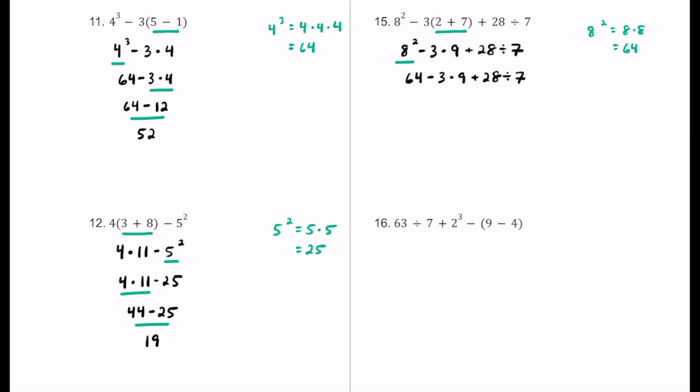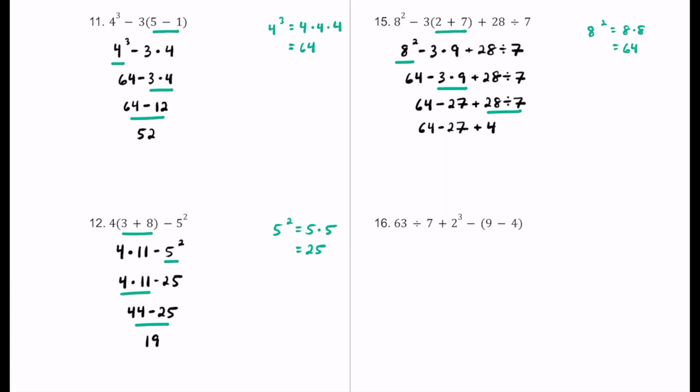All right, out of all of these ones, multiplication and division are tied. So let's do the multiplication because it's to the left. So we have 64 minus 3 times 9 is 27 plus 28 divided by 7. Next, out of all of these three, the division is the most important. So let's rewrite the 64 minus the 27 plus 4, because 28 divided by 7 is equal to 4.